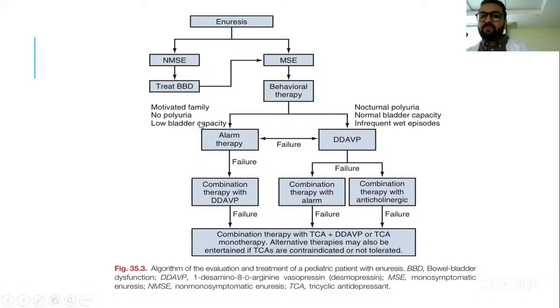If the family is motivated, there is no polyuria and low bladder capacity, we go for alarm therapy. If there is nocturnal polyuria, normal capacity, and infrequent episodes, we go for desmopressin. If there is failure, we can switch the treatment and add anticholinergic. If nothing works, we can go for TCAs alone, or we can use the combination therapy.